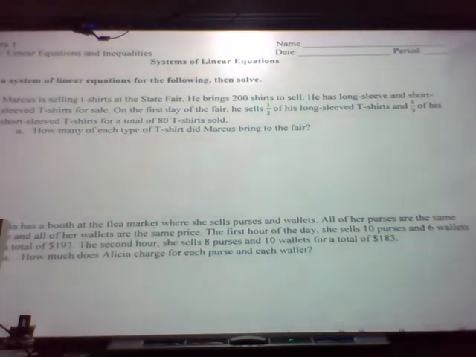So on the first one, and what I also did is on your week assignments on Google Classroom, I put a PDF of this worksheet. So if you wanted to print it out or have it in front of you, if it's a little bit hard to see on the screen, you can have your own individual copy to take notes, much like I will do today. So it says Marcus is selling t-shirts at the state fair.